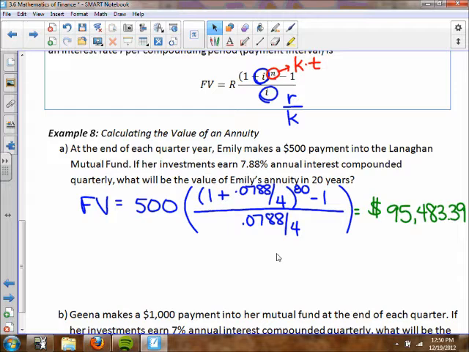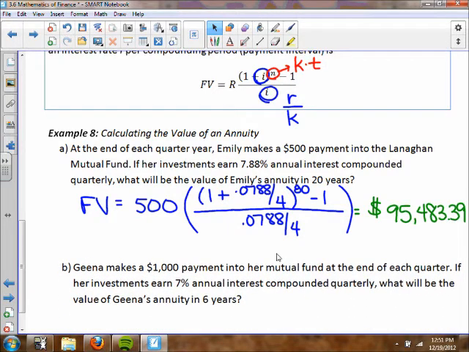Now, if you think about this, how much money does Emily put in per year? $2,000, right? That's how much money Emily puts in every year. How much over the life of the annuity did she put in of her own money? $40,000. So she only put in $40,000. How much money did she make back in interest? $55,000 in interest. I'd say it's pretty good, right? Pretty good return on your money. Okay. Now, why don't you all try B?